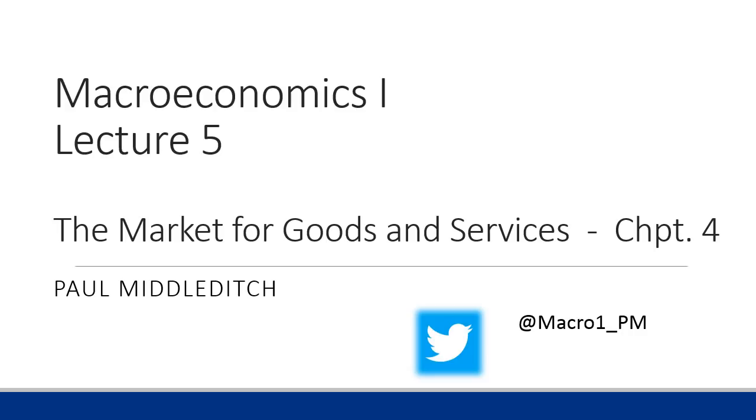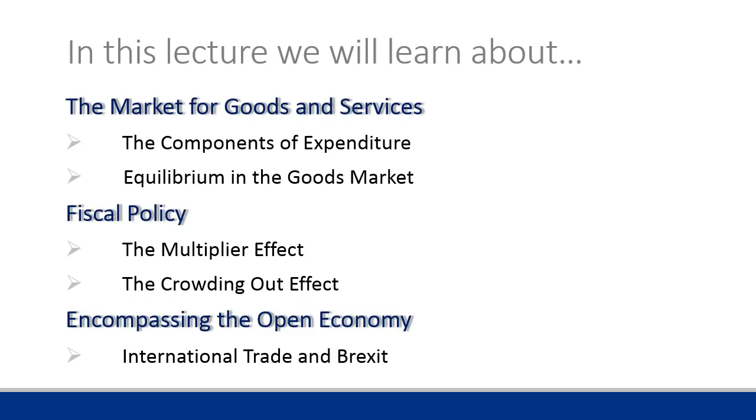This is Lecture 5, The Market for Goods and Services. You will find this material in Chapter 4 of Introduction to Macroeconomics by Paul Middleditch. In today's lecture, we will learn about the market for goods and services, how we model this market, and how we show equilibrium in the goods market.